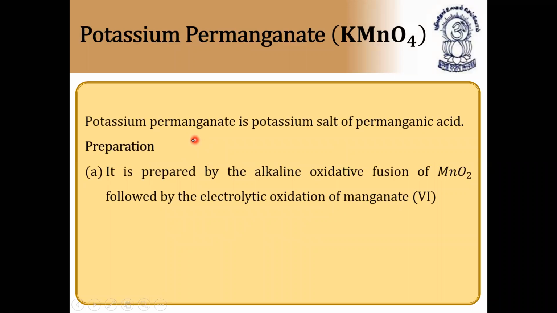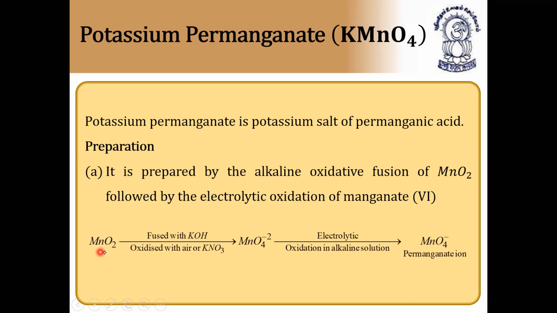Now, potassium permanganate is the potassium salt of permanganic acid. Now we are going to deal with potassium permanganate, the next important compound. After this we'll discuss questions based on this topic. Now let us look at its preparation.